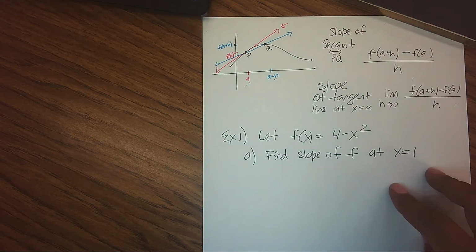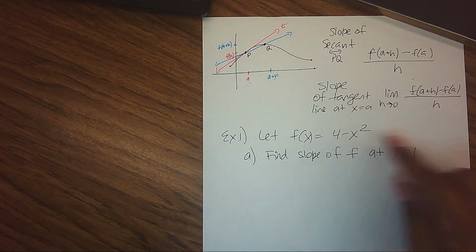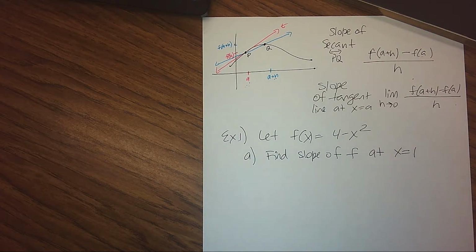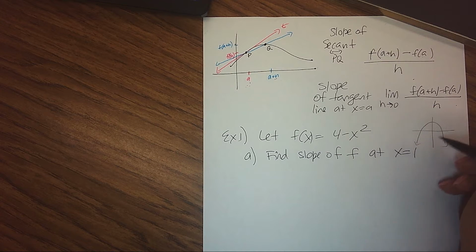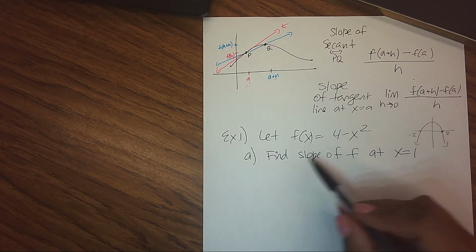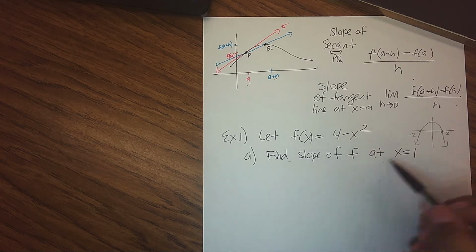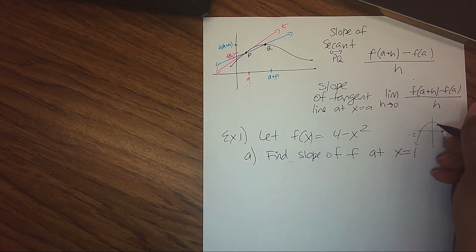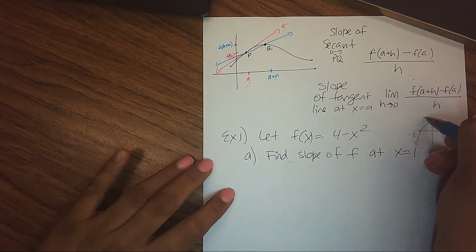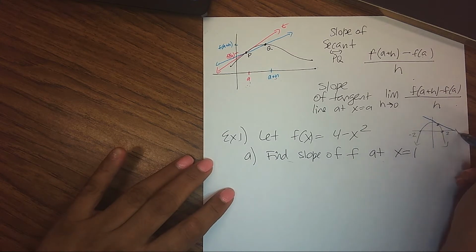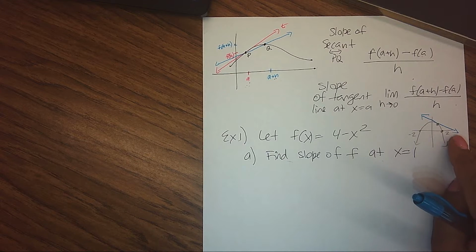Before we get started, let's quickly just sketch this so we sort of have a feel of what's going on. This is just a quadratic, concave down, went up 4. This point is 2. And then our goal is to find the slope of the function at x equals 1. I'm going to eyeball, this is 1. So this is what the tangent line looks like. And our job is to find the slope of that line.